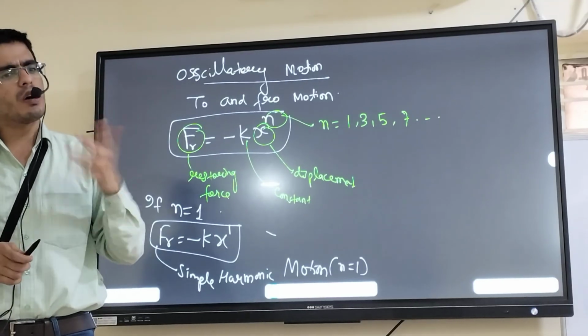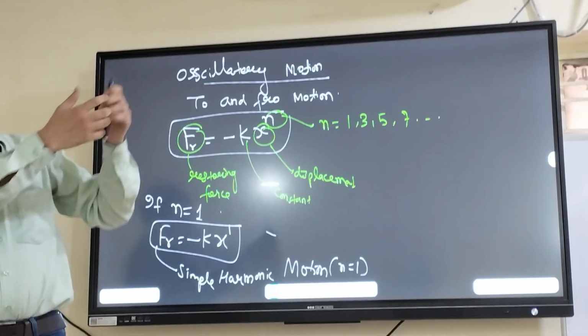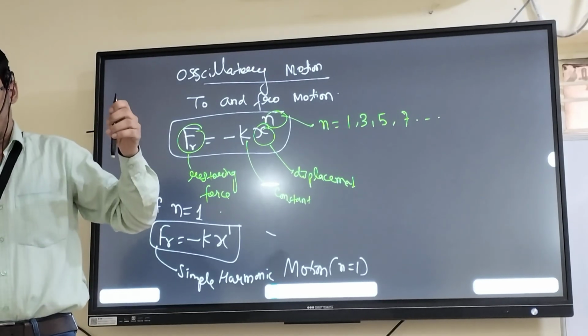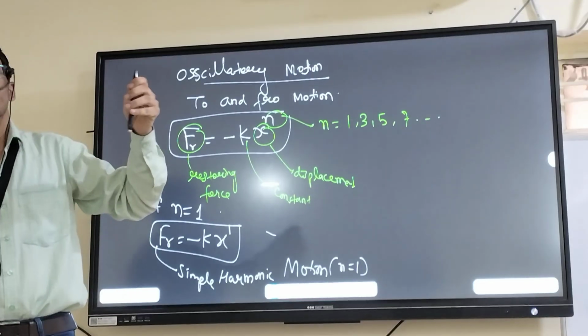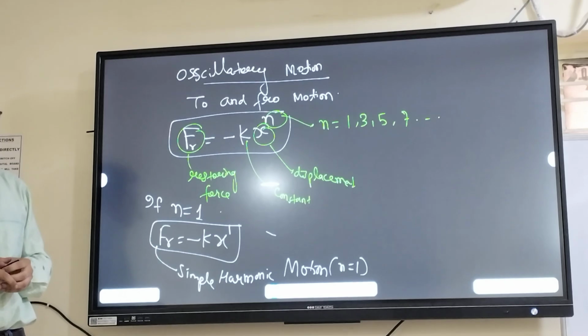Restoring force: plus or minus? Minus. Why minus? It will come back with negative y and negative x. That is the origin, that is positive, right? Negative. So restoring force equals minus k x, minus mg sin theta. Okay.